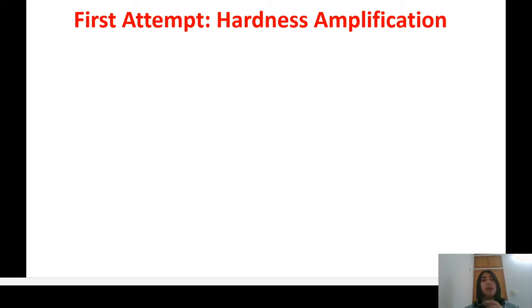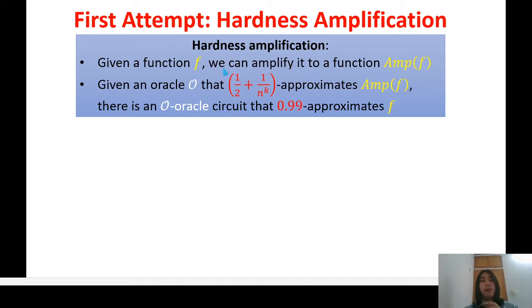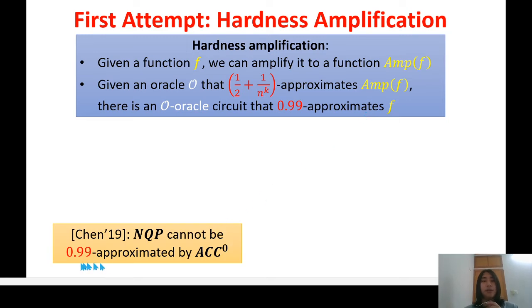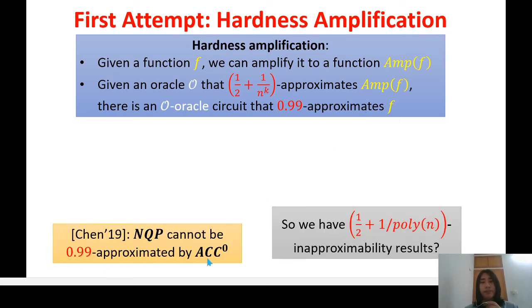So how would we prove such a lower bound? Our first attempt is to use hardness amplification. Given a function f, we amplify it to a function amp of f, and given an oracle O that half plus inverse polynomial approximates amp of f, we can construct an O oracle circuit that 0.99 approximates f. In other words, if we want to prove amp of f cannot be half plus inverse polynomial approximated, then we only need to prove f cannot be 0.99 approximated. And we already have 0.99 lower bounds for AC0. So it seems that we should already have a half plus inverse polynomial lower bound for AC0.